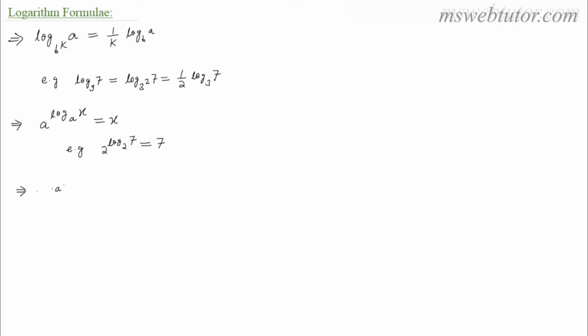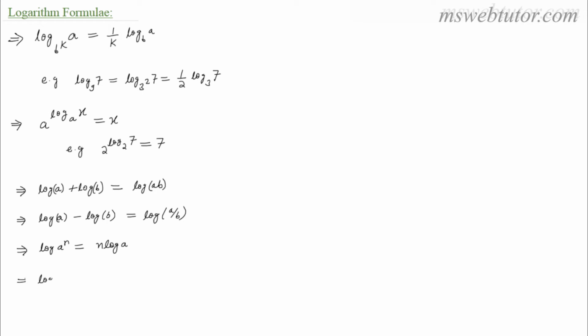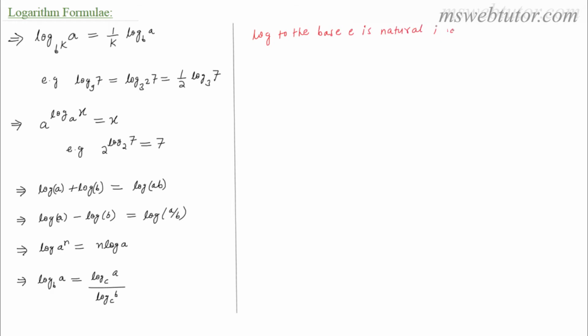Log of a plus log of b is equal to log of a into b. If the base is not written, then we can assume that the base is 10. Log of a minus log of b will be log of a by b. Log of a raised to power n will be n log of a. Log of a to the base b can be written as log of a by log of b to any base c. Log to the base e is called natural logarithm. So log of x to the base e will be the natural logarithm of x or ln of x.